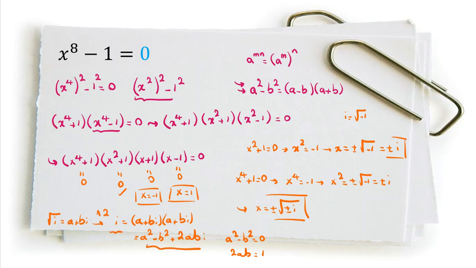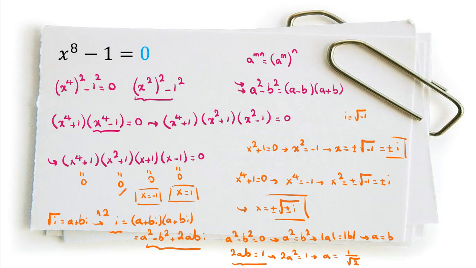Because considering this part and this part, imaginary parts are equal. Real parts also equal. a squared equal to b squared. So absolute value of a equal absolute value of b. And because 2ab is 1, ab is 1, so we consider signs should be equal. Because 2ab is 1 and it's positive. So you conclude 2a squared is 1. So a is 1 over root 2.